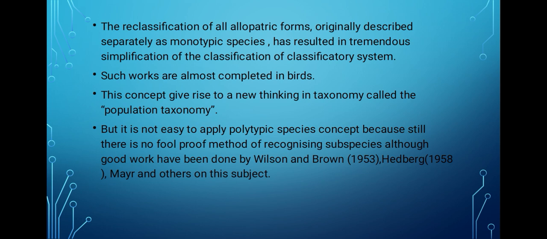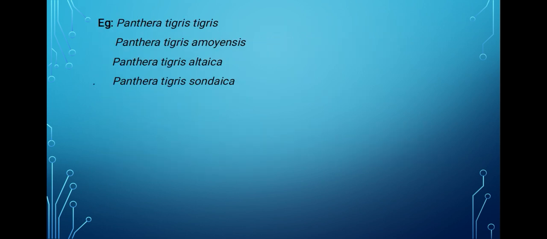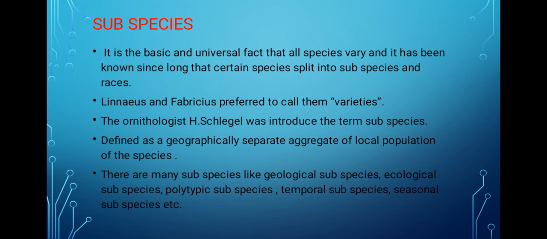The reclassification of all allopatric forms originally described separately as monotypic species has resulted in tremendous simplification of the classificatory system. Such work is almost completed in birds. This concept gave rise to a new thinking in taxonomy called population taxonomy. But it is not easy to apply the polytypic species concept, because there is still no foolproof method of recognizing subspecies, though good work has been done by Wilson and Brown, Hedberg, Mayr, and others on this subject. Panthera tigris, Panthera tigris altaica, etc.